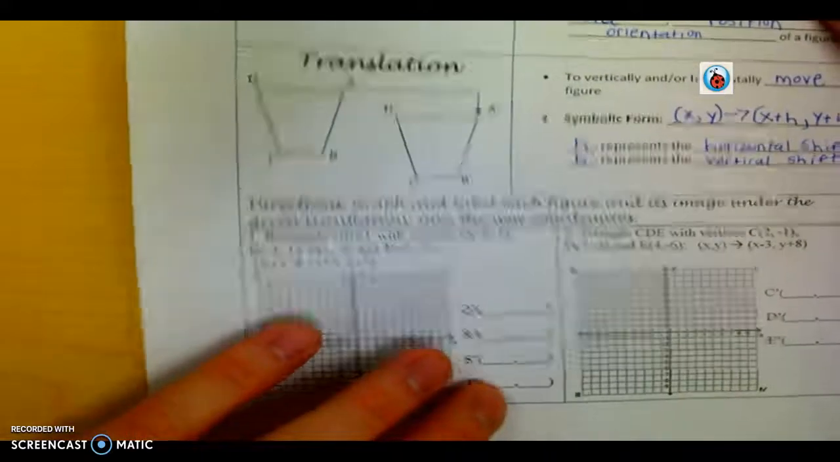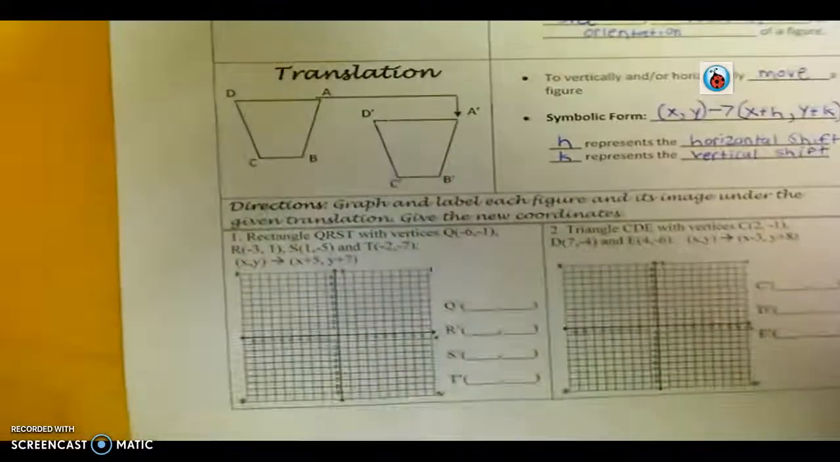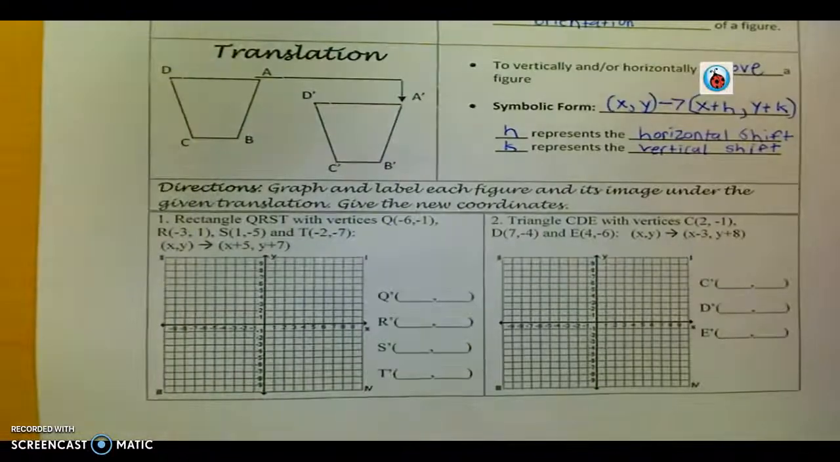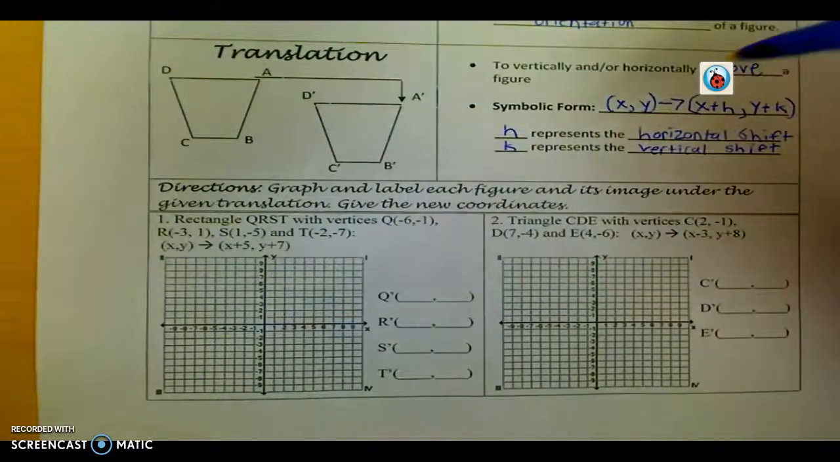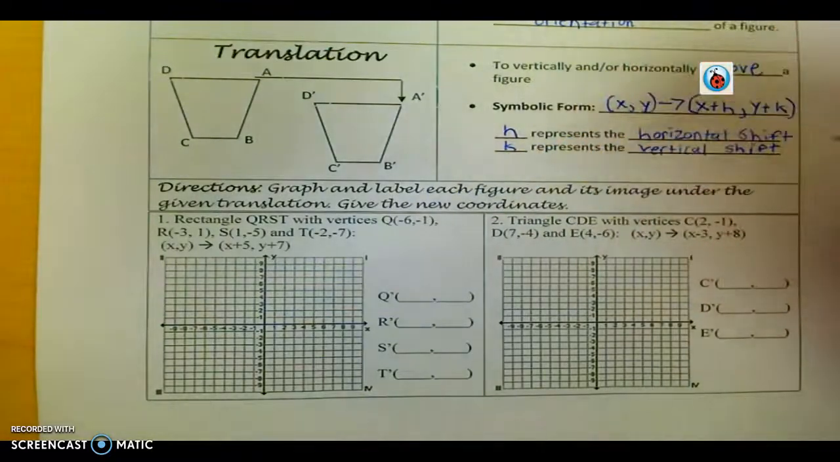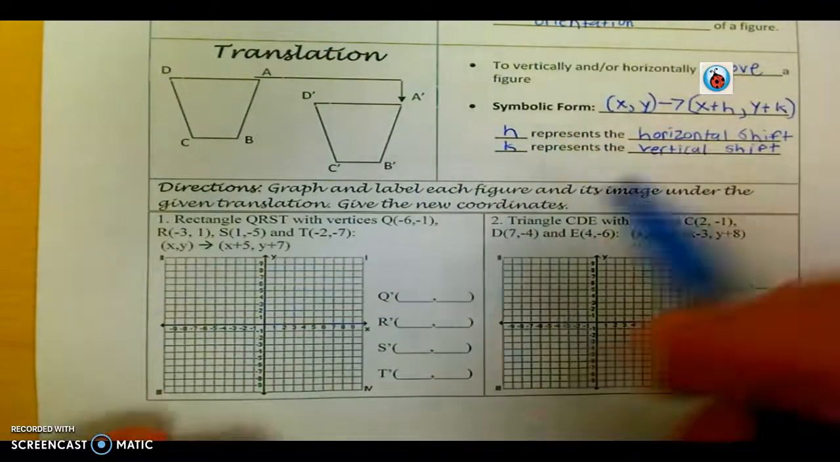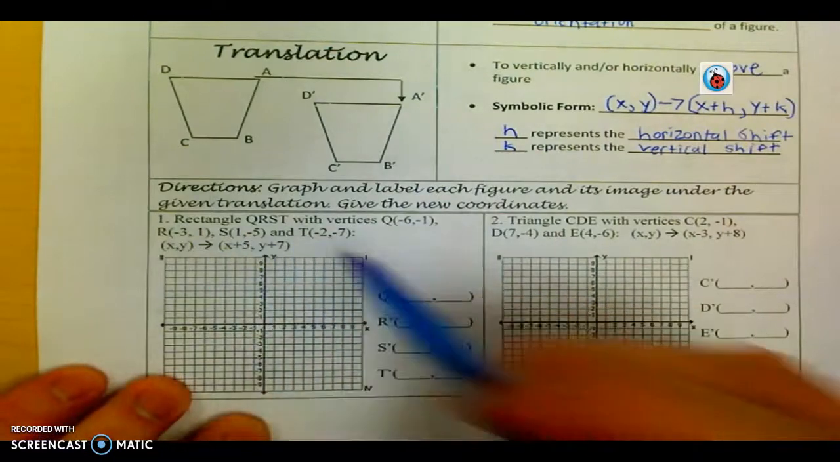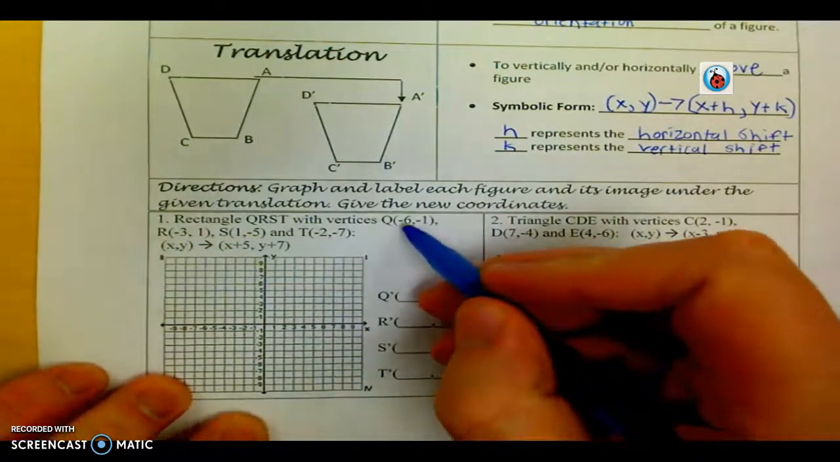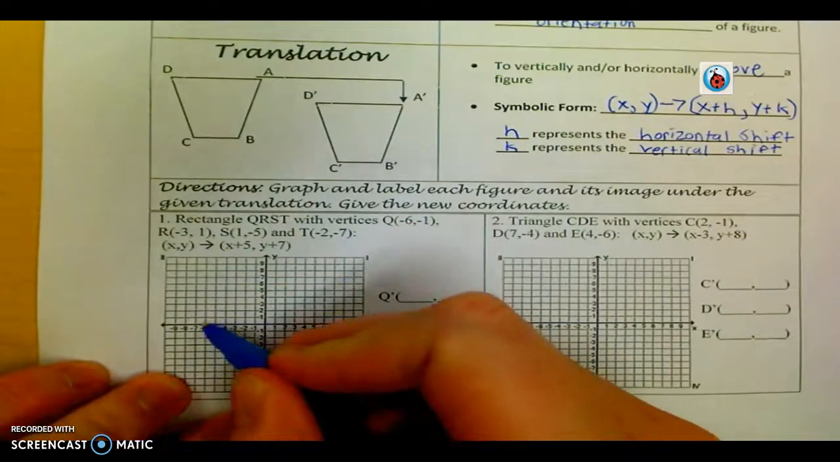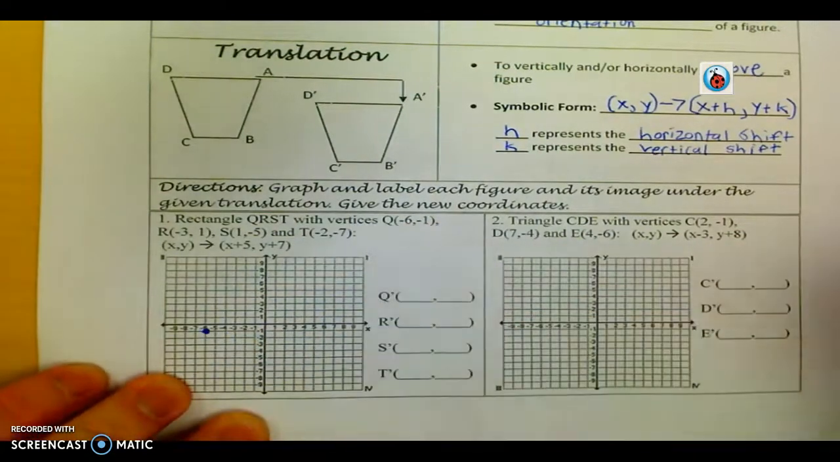Okay, so let's try a couple. I'm going to do 1 and 2 with you. I'll have you try some on the back. So directions: graph and label each figure and its image under the given translation, and then give the new coordinates. All right. So the first thing we need to do is we have 4 ordered pairs that we need to graph. So Q is going to be at (-6, 1). So we go left 6, up 1. Label that Q.